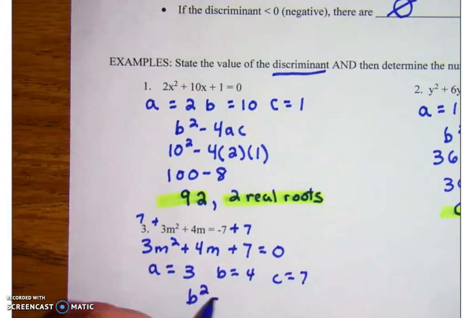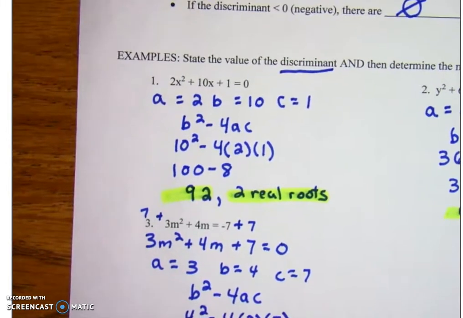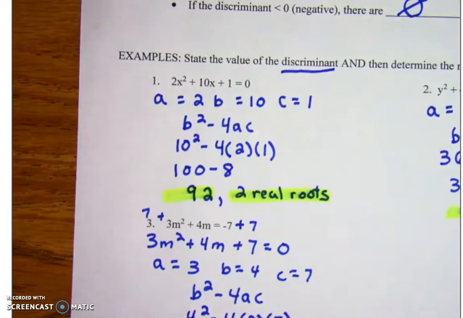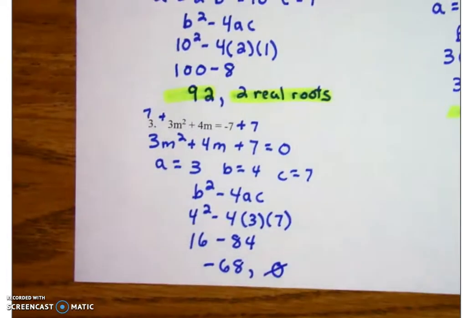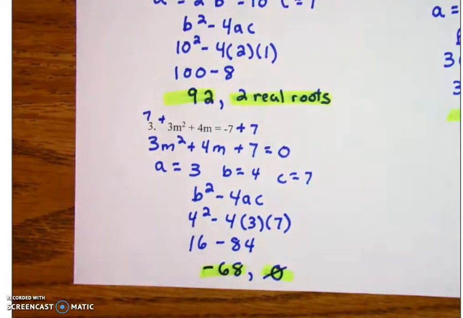Again, write the formula down, gives you practice memorizing it. So you have 4 squared minus 4 times 3 times 7. So that's going to give you 16 minus 84. That gives you a negative 68, which means no real roots. That one is not crossing the x-axis anywhere. Okay? That's just finding the discriminant. So make sure you know what you are looking for. All right? In this case, I wanted the discriminant.